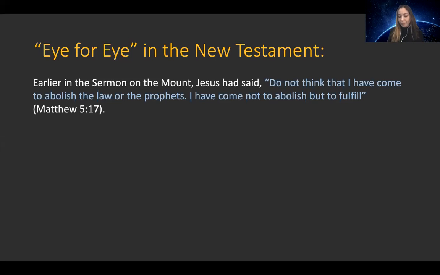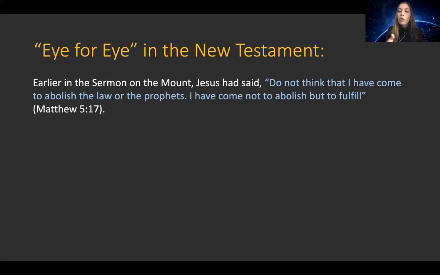Yes. Miss, what does abolishing mean? Abolish means to cancel. Okay, so what was the part that you said about abolishing something? I'm sorry, say that again.